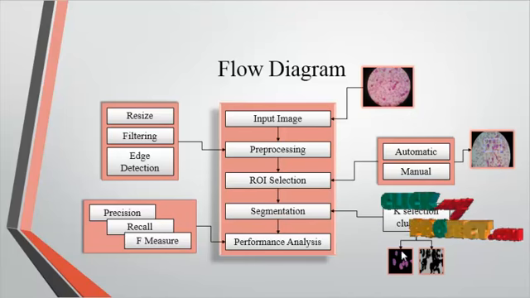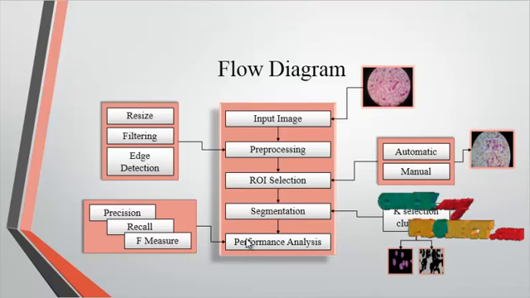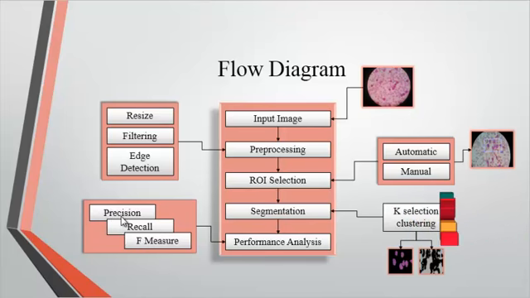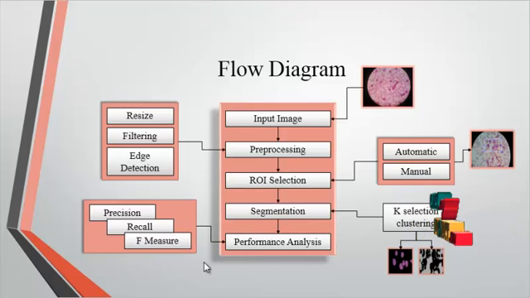To segment this type of image, we can use the K-selection method for the segmentation. After getting the segmented result, the performance analysis is carried out for the proper segmentation. To analyze the performance, we have to consider three major performance measures. The first one is precision, the second one is recall, and the third one is F measure. By calculating these three values, we compare with the existing method, and the proposed method is more efficient.